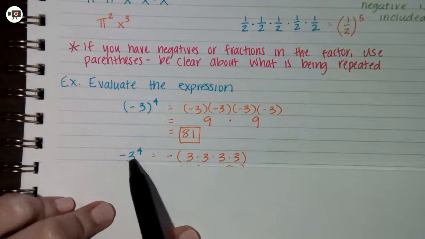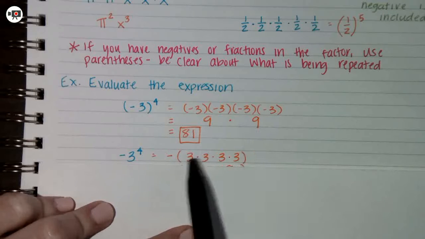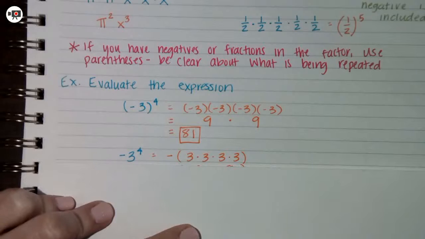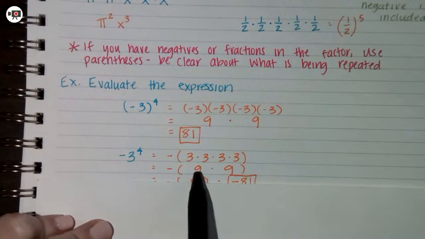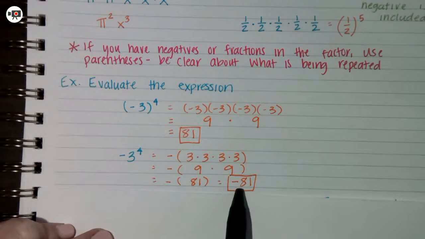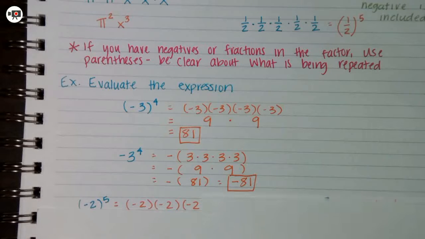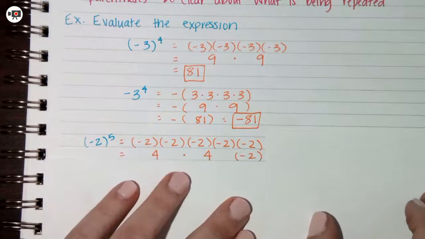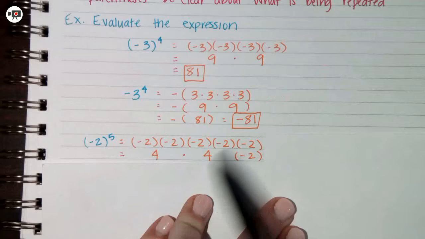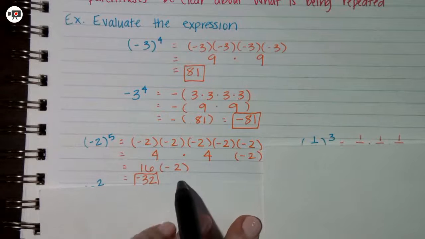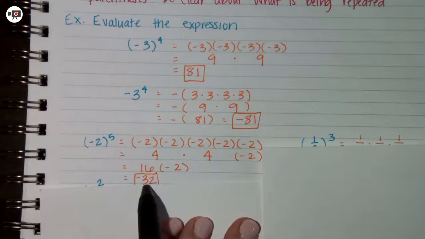If I have negative 3 to the 4th, only the 3 is being repeated here, and then I have a negative of that. So again, I'd have 9 times 9, which is 81, and the negative makes negative 81. For negative 2 to the 5th, I have negative 2 repeated 5 times, so I have 4 times 4 and an extra negative 2. That would make 16 times negative 2, which is negative 32.